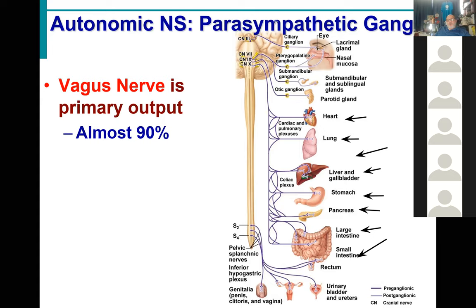Whereas our sacral pathway with those pelvic splanchnic nerves, as I mentioned, sometimes they call them pelvic splanchnic, sometimes they just call them pelvic. Both are fine. They start in the lateral gray horn, going to the rectum and anus, to the reproductive organs, and to the urinary system.